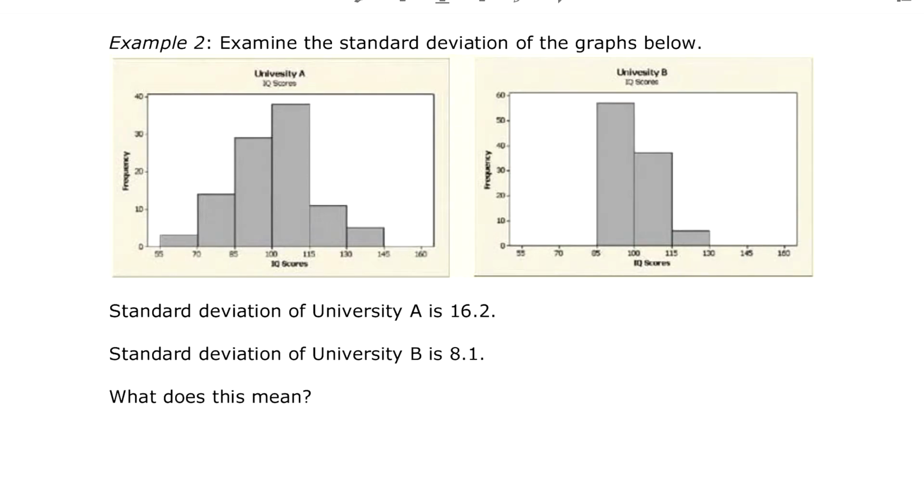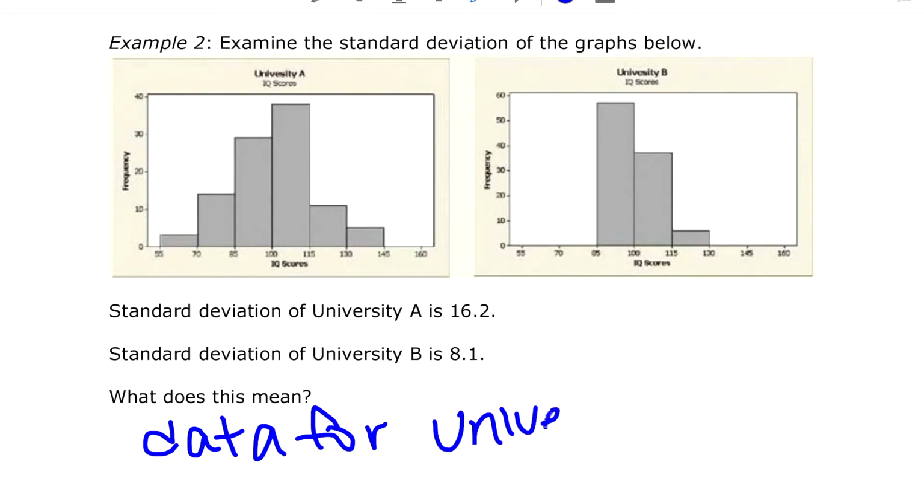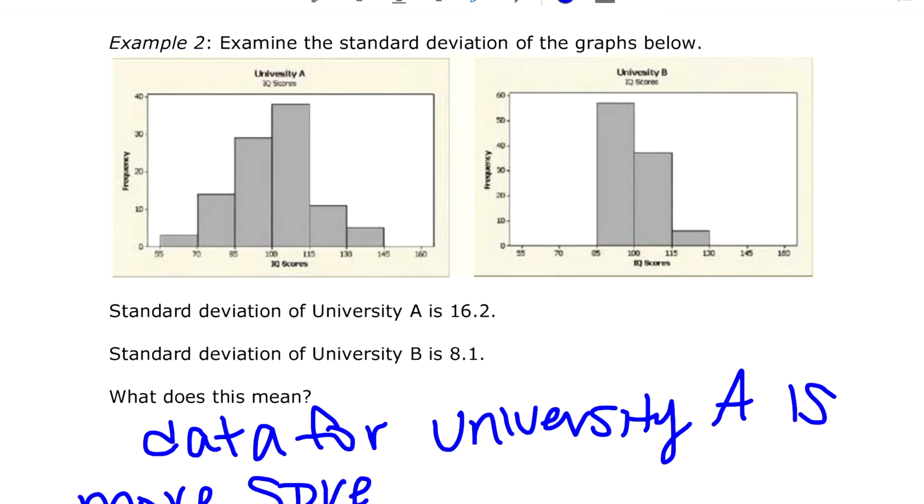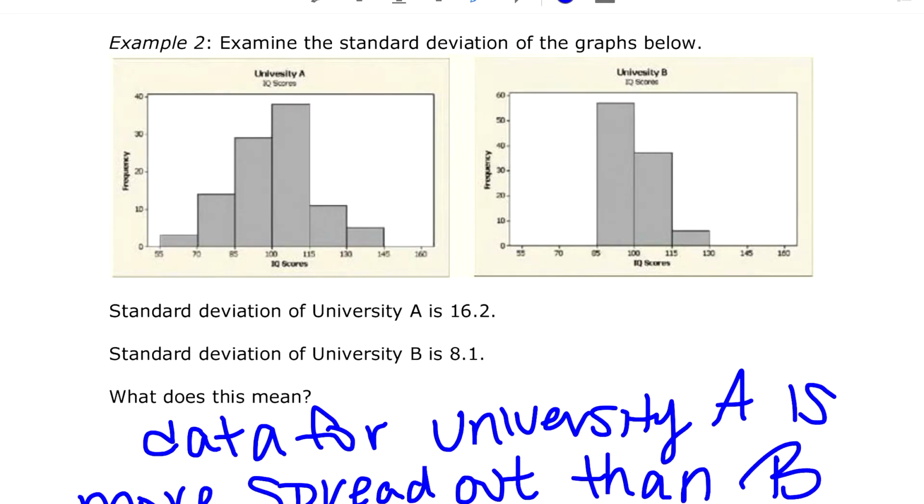So the standard deviation of University A is 16.2, and the standard deviation of University B is 8.1. So seeing the values of the standard deviations and seeing what the histograms look like, what does this mean? Well, it means that the data for University A is more spread out than University B. And that's something that will always be true.